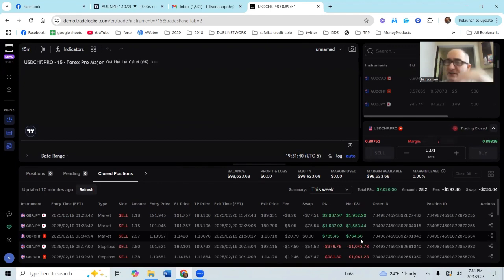Again, this was a mistake. I'll show you when we go over that pair here. And then, of course, the big winner was GBP JPY. I did exit half the position when I was up about 3%, and then I decided to get out the next morning. Ended up making about $3,400 on that trade, again, on this demo account. So that's what got us to the $2,026 profit for the week.